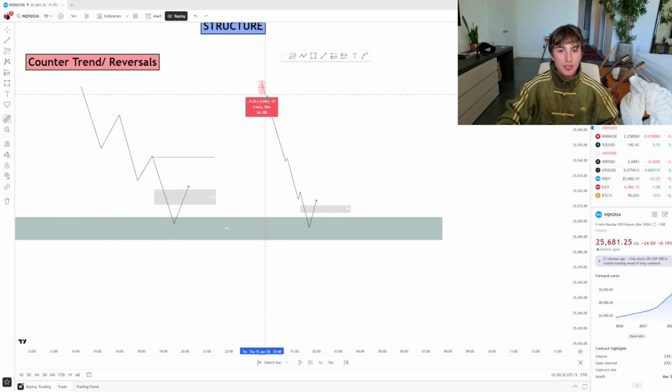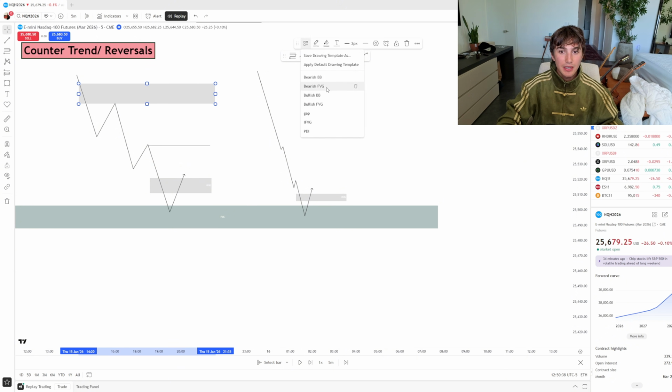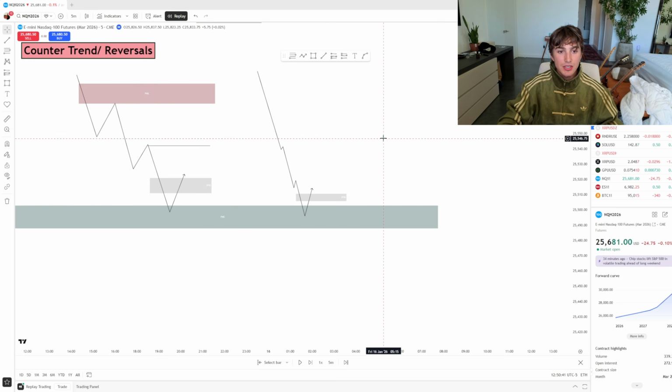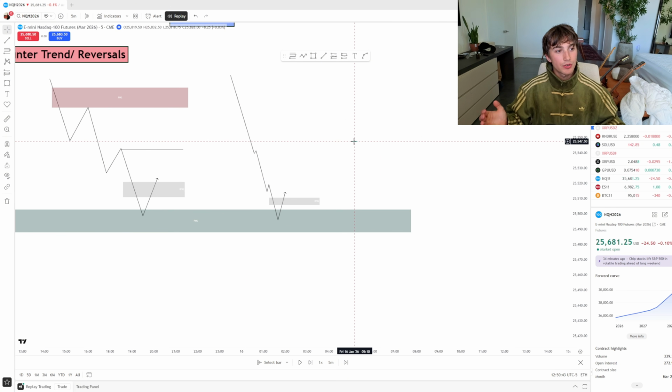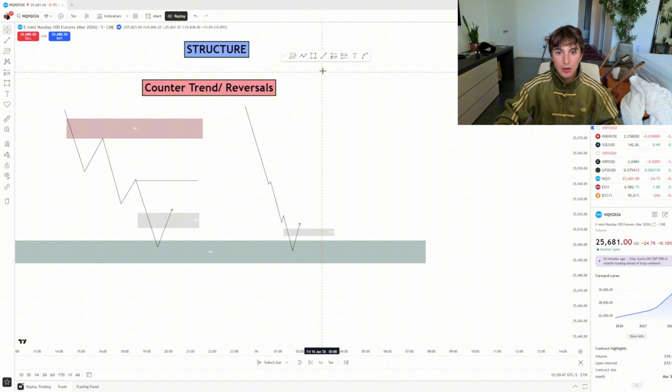So in a case like this, where we don't have good structure to be longing yet, we don't have these clear swing highs and imbalances above, right? We don't have these unfilled 5 or 15 minute gaps. We don't have all these things that we like to see. Then we want to wait for structure to create. And so what would that look like in this case for counter trend reversals?